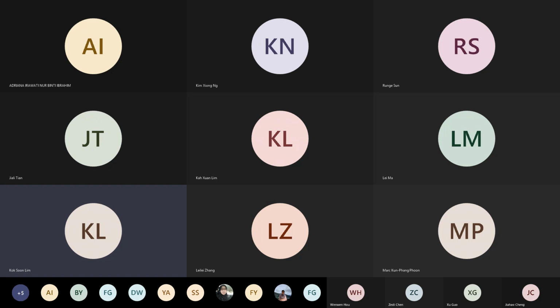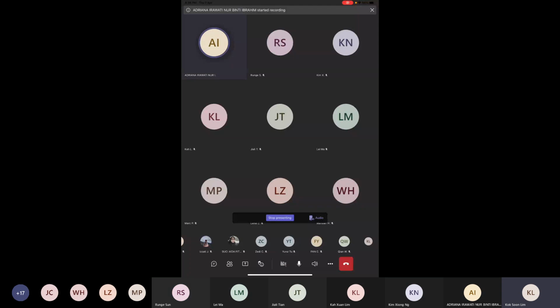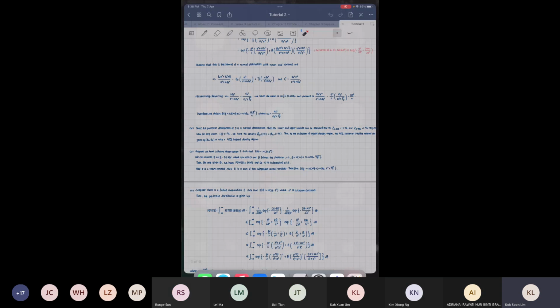Share screen. Okay. Can you see it now? Yeah, yes, great.